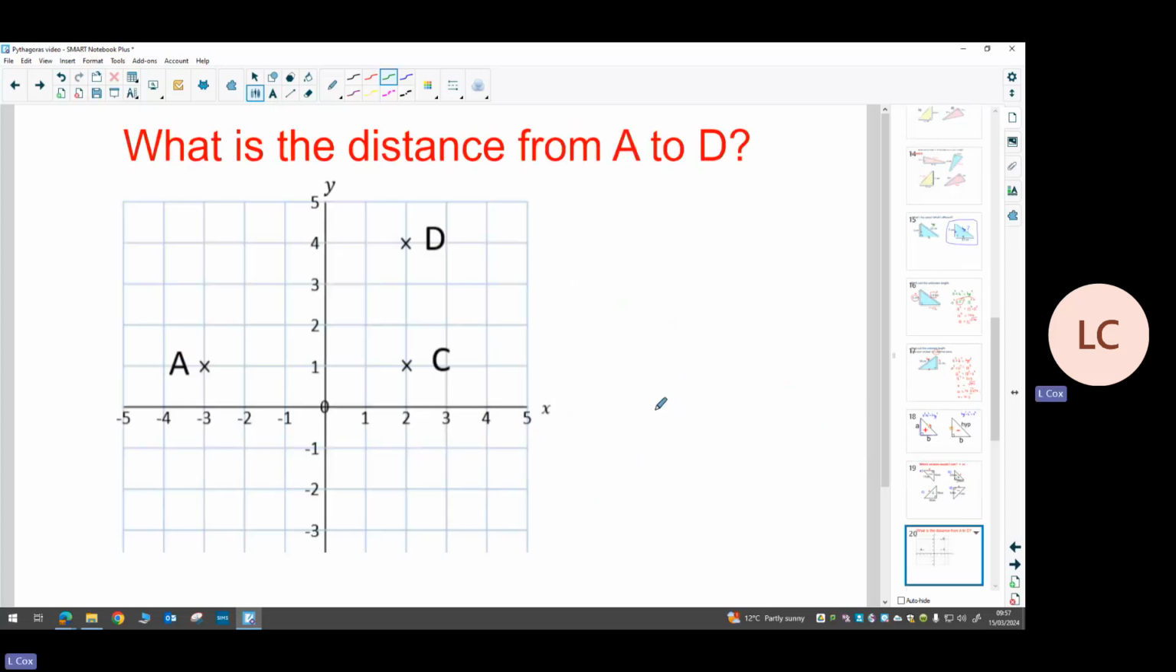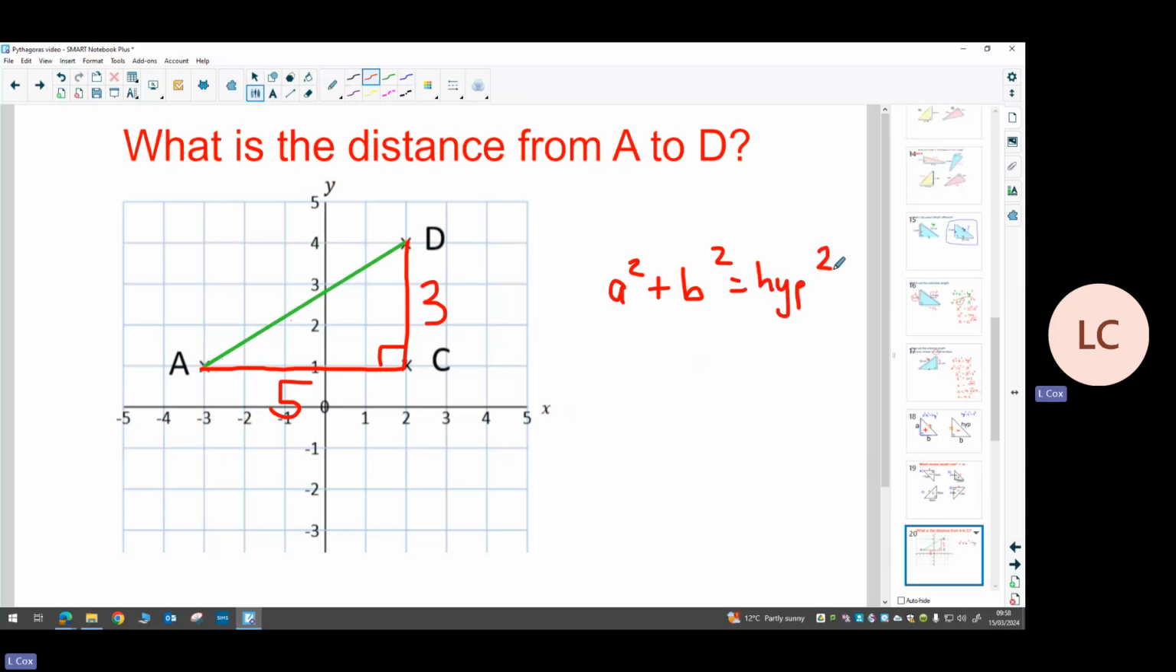The next thing that we look at quickly is what is the distance from A to D? How do I get from A to D? So I don't know, but I'm recognizing that's a hypotenuse because I've just done Pythagoras. This length I count 1, 2, 3, and this length I count 1, 2, 3, 4, 5. So I can now do A squared plus B squared equals hypotenuse squared. I'm just doing it on a grid instead of being told the numbers.